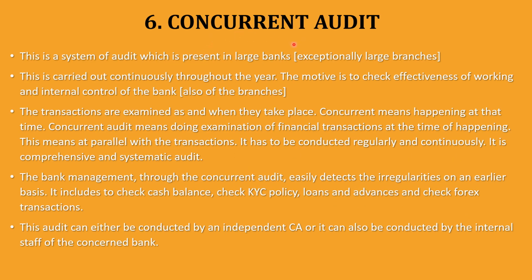Next is the concurrent audit. Now, a system which is present in the large banks, especially in the larger branches. It is carried out continuously throughout a year. It's not a one-point audit. It continues the whole year. The purpose is to check the effectiveness of the working and the internal control of the bank as well as of the branches. The transactions are examined as and when they take place. Audit happens at that very moment when the transactions occur. Examination of financial transactions at the time of happening of those transactions. The audit runs parallel with the transactions, conducted regularly, continuously. That is why it is a comprehensive and systematic audit.